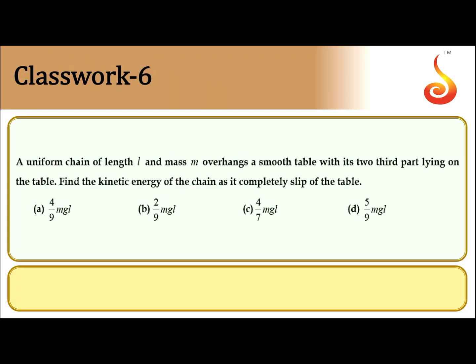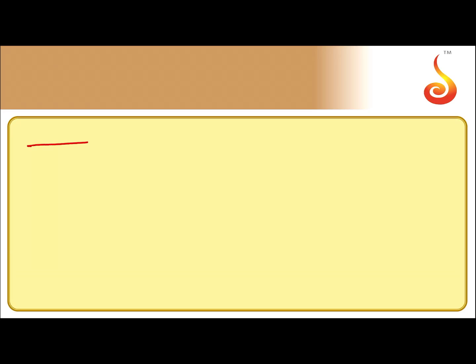Example 6. A uniform chain of length L and mass M overhangs a smooth table with 2/3 part lying on the table. Find the kinetic energy of the chain as it completely slips off the table. The construction is here. 2/3 is present on the table, that means 1/3 is overhanging. And the question is the kinetic energy of the chain as it completely slips off the table.